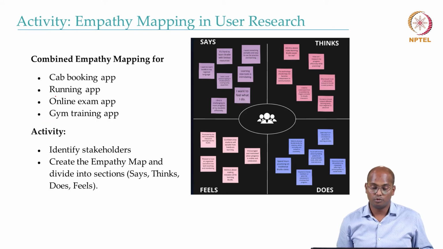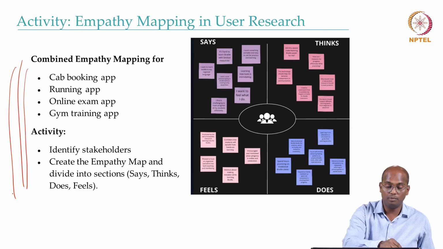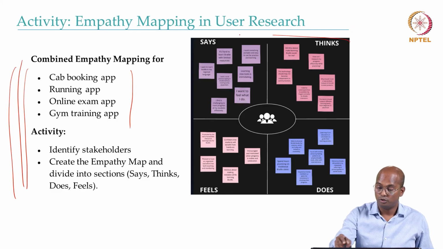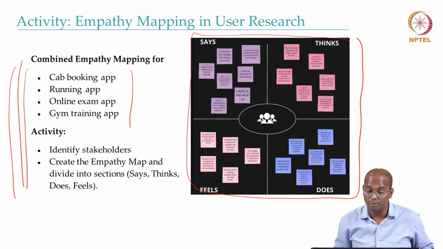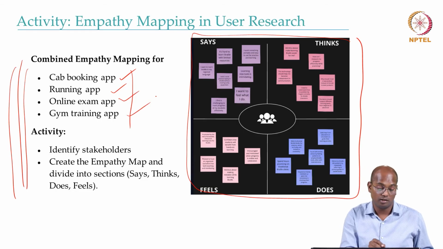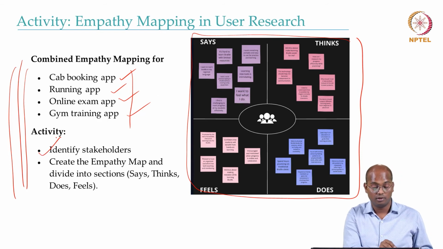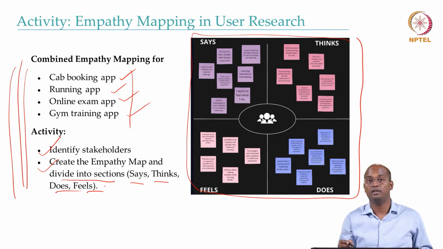So the next we are going to see how you can do the similar empathy mapping for these apps. So can you do the empathy mapping for cab booking app, running app, online exam app, gym training app? And the activity that you have to perform here is to identify all stakeholders and create an empathy map and divide into the sections says, thinks, does, and feel, as we have discussed for Braille learning app.